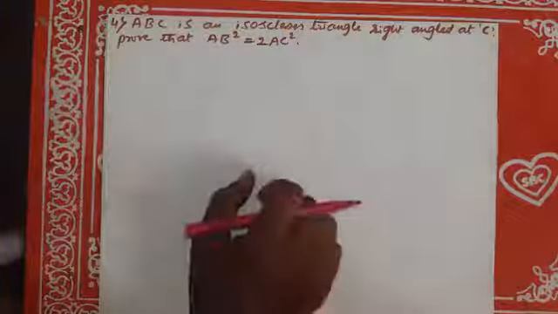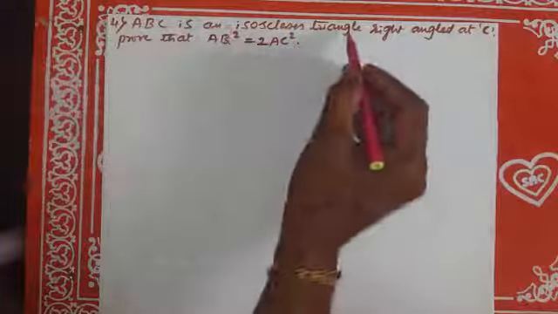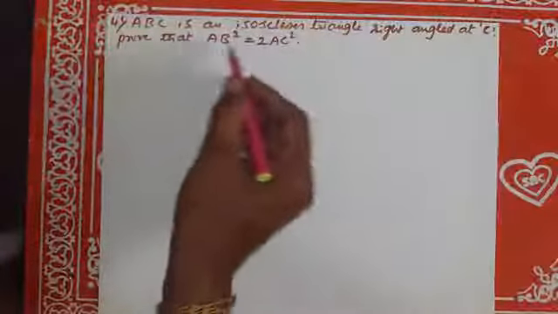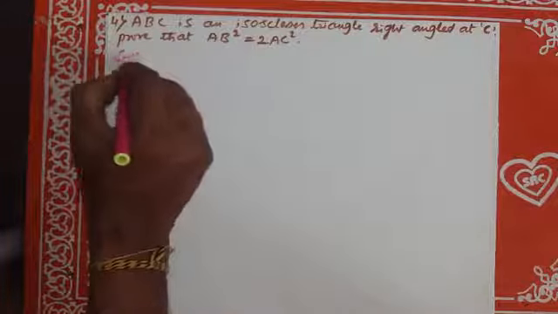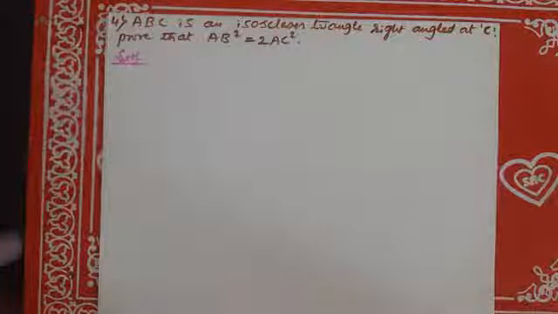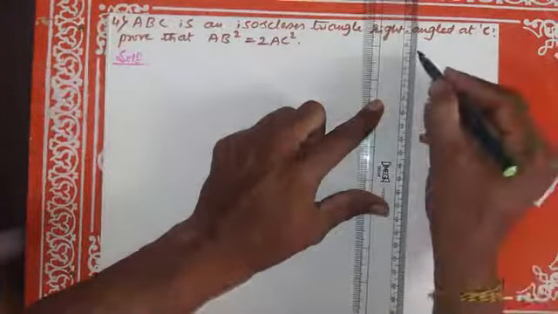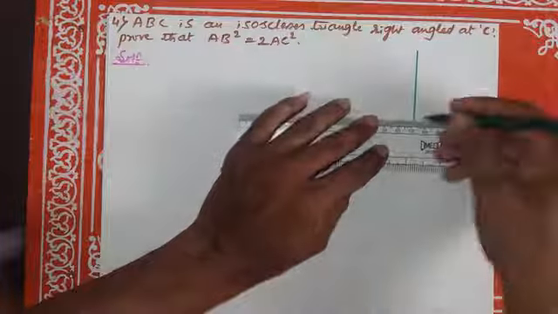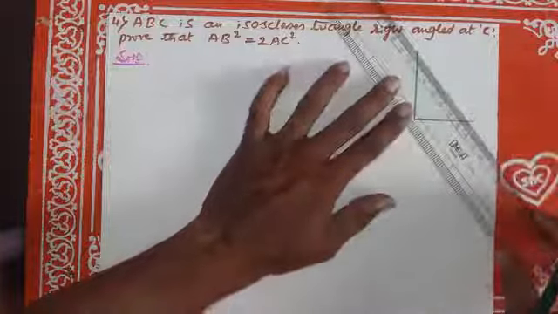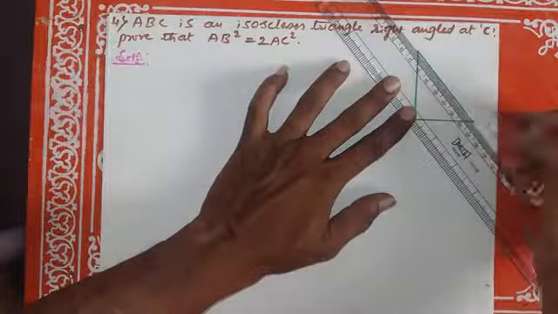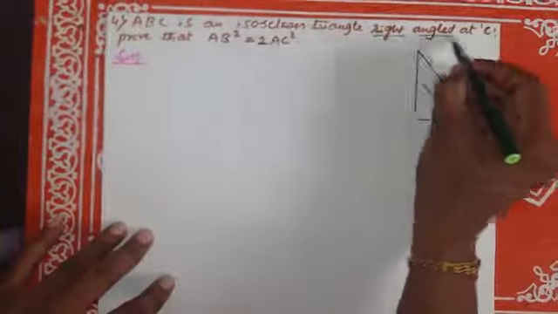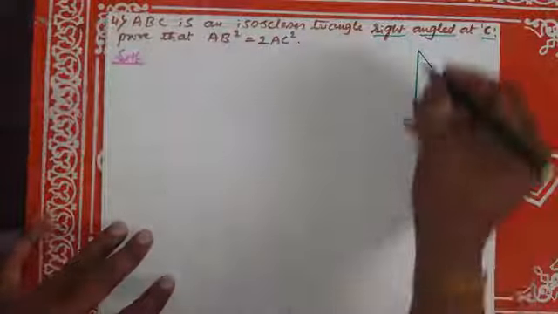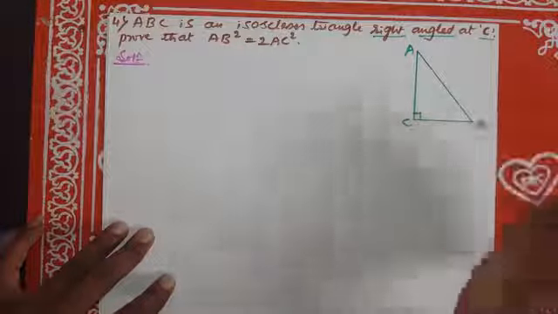Dear students, now let us discuss the fourth question. ABC is an isosceles triangle, right angled at C. Prove that AB square is equal to 2 times AC square. Very easy. We need to draw the figure. Right angled at C. A, C, remaining is B.